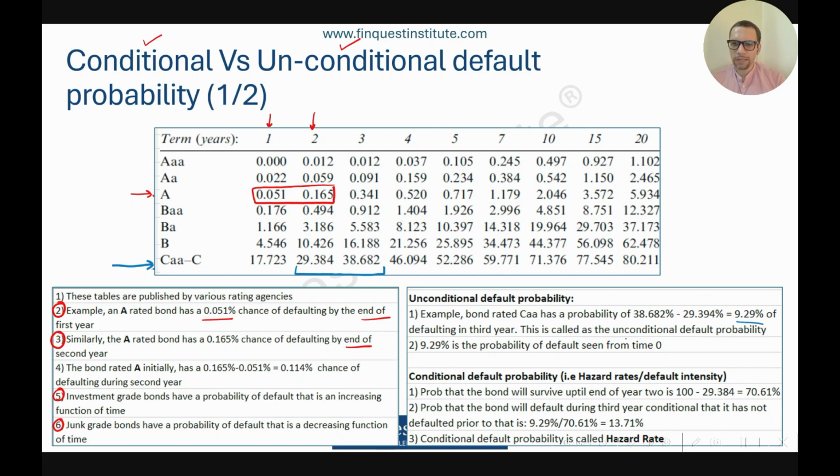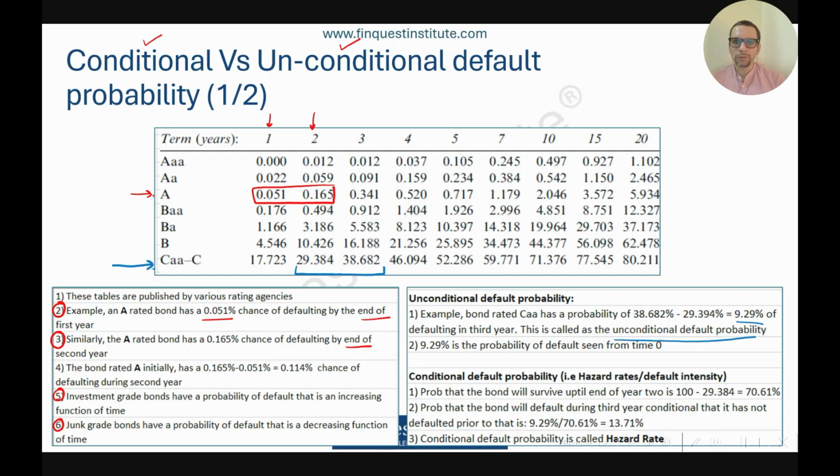Now, this is called an unconditional default probability. Because if you see, this is not conditioning on any information. We are using this data which is available and doing a plain and simple calculation. So effectively, we say that standing at time point 0, 9.29% is the probability of default of a bond which is rated CAA during the third year. And this is what we call an unconditional default probability.